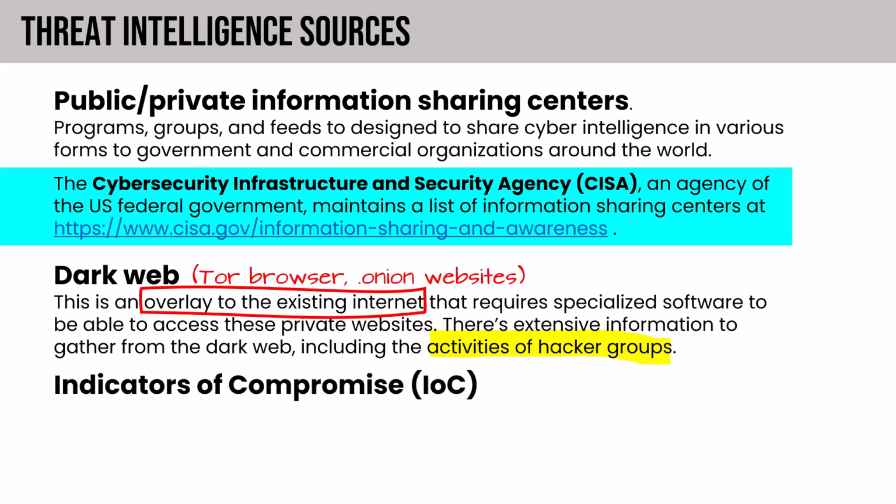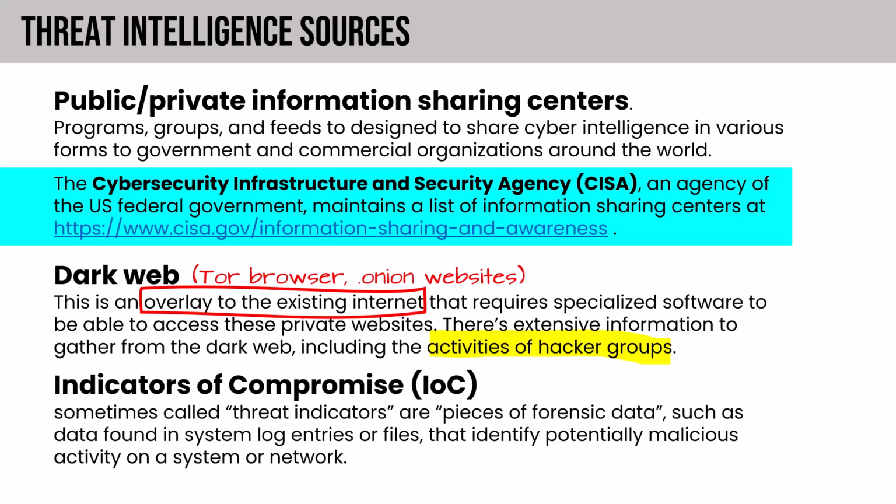I've mentioned indicators of compromise in passing a time or two, also called threat indicators. They're pieces of forensic data, like data found in system log entries or files that identify potentially malicious activity on a system or network. They indicate malicious activity may be in progress.